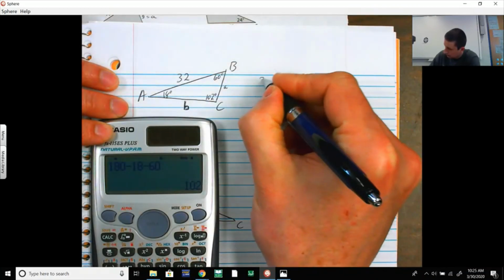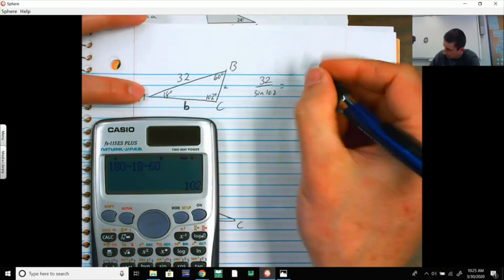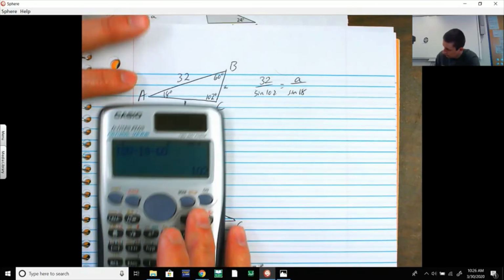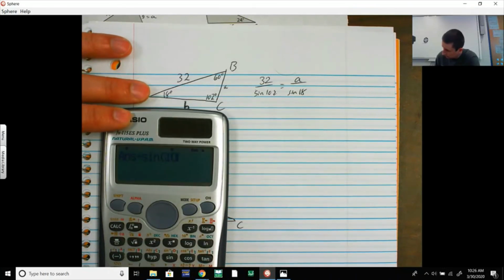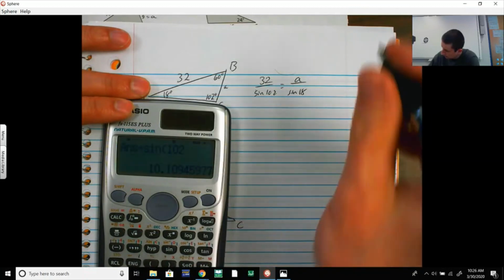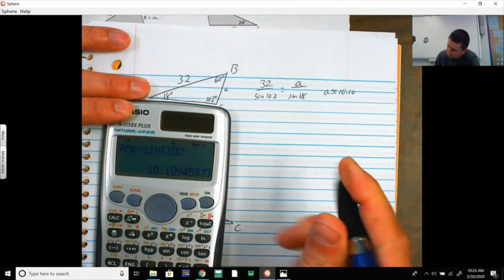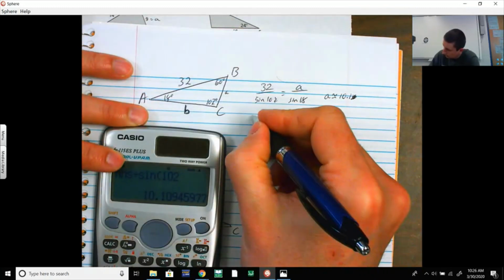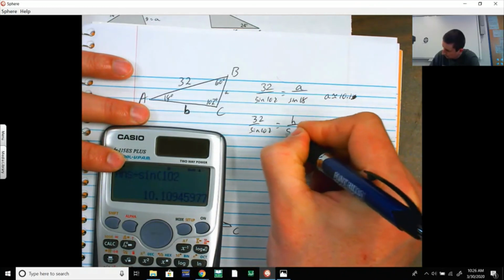So then you'd set it up: 32 over the sine of 102 equals A over the sine of 18. Let's find A. So 32 times sine 18 divided by the sine of 102, and you get 10.1. Okay, so 32 over the sine of 102 equals B over the sine of 60.